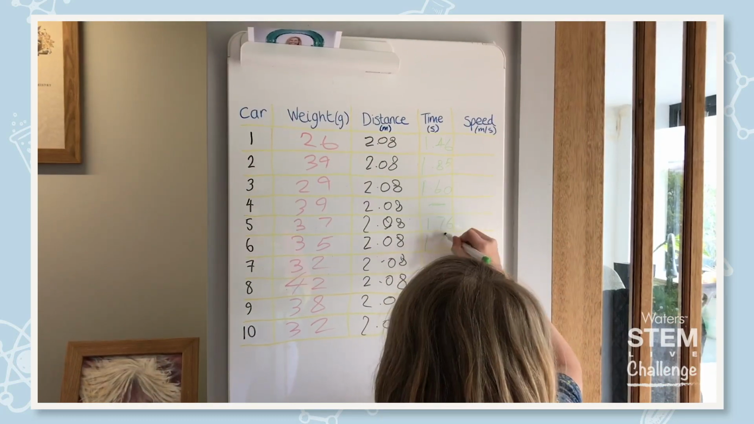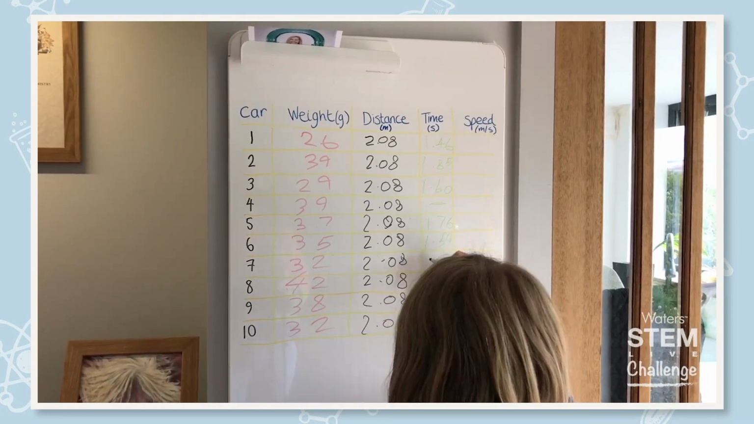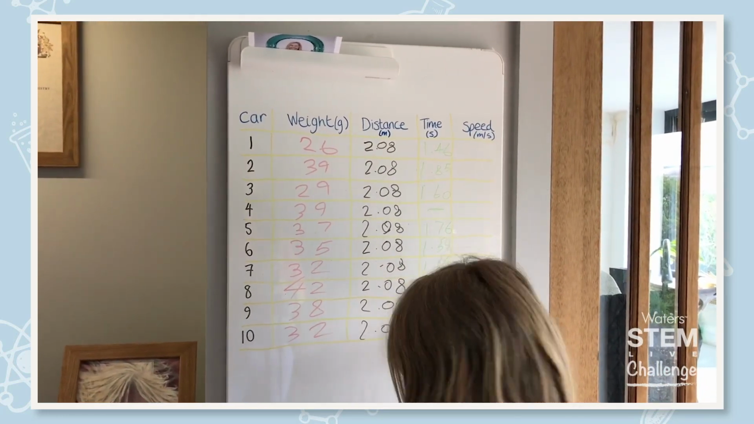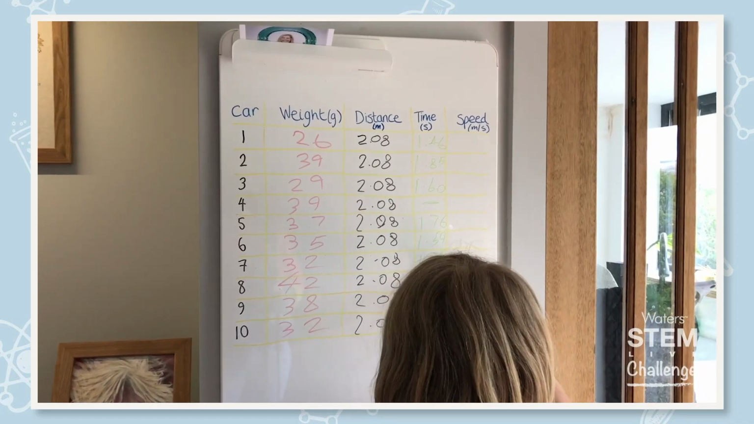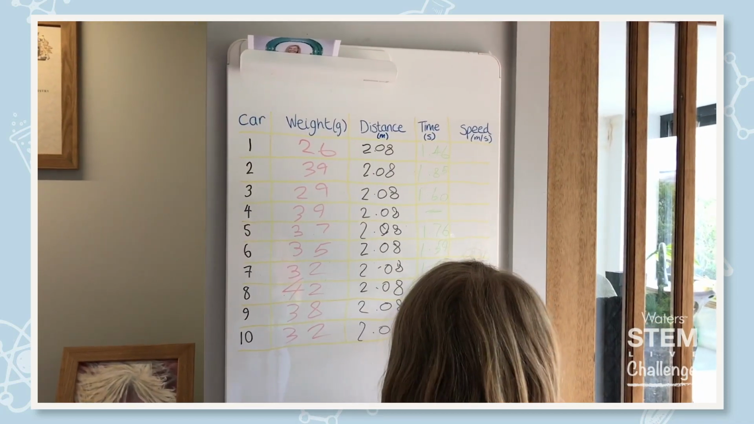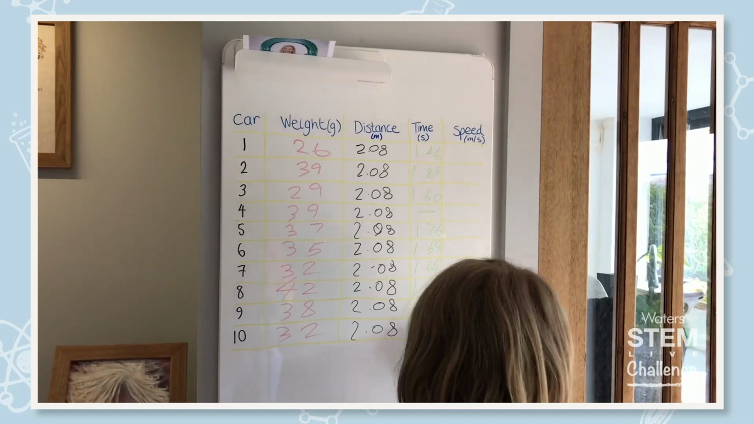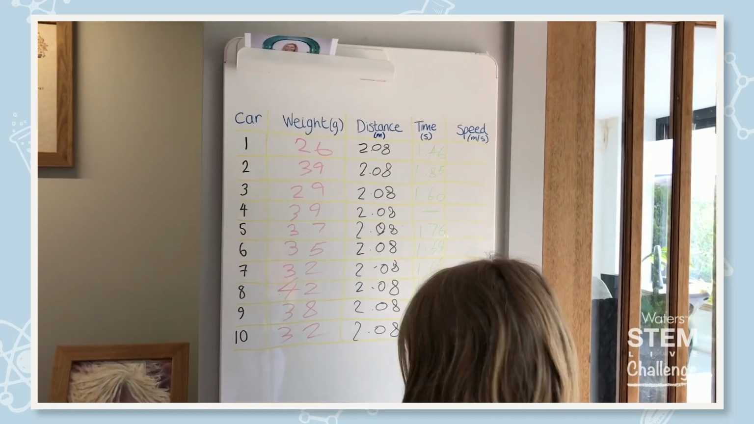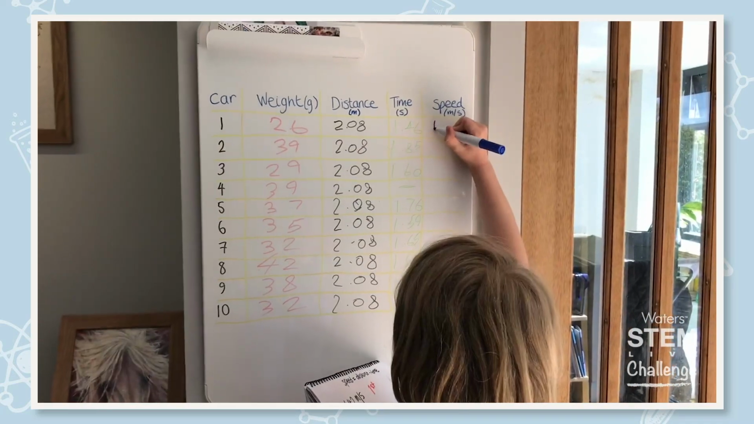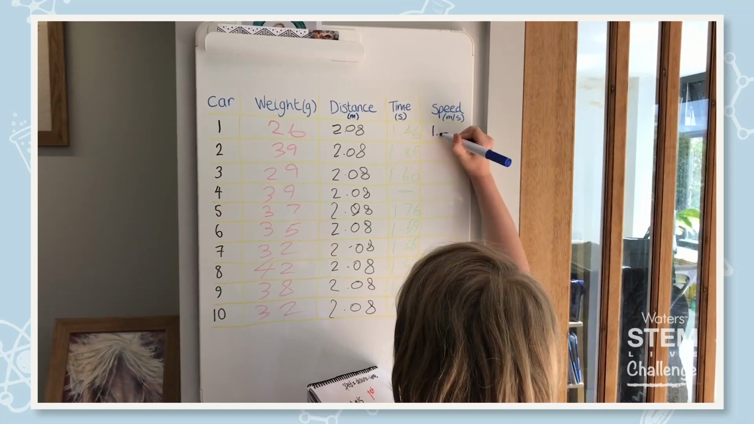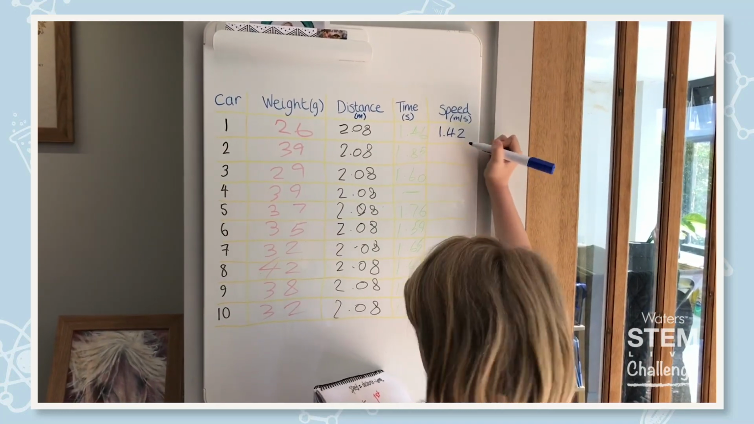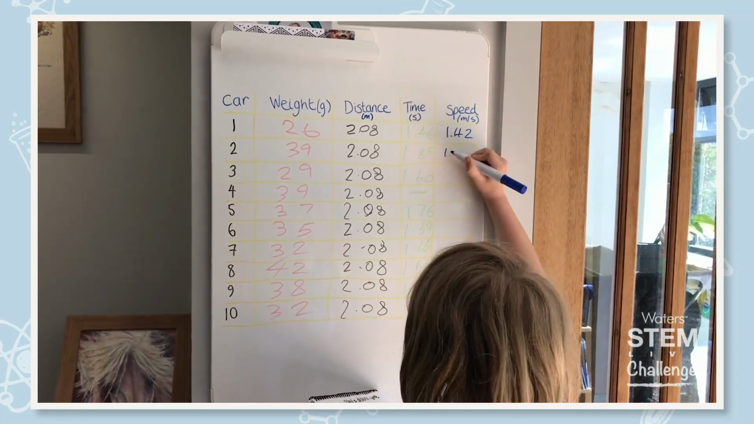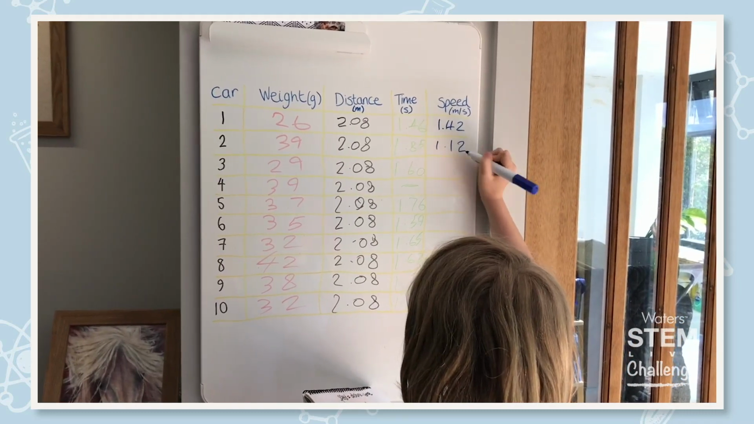Now that we have all of the times for our cars, which you can see Zane putting onto the whiteboard here, we can do the sum to calculate speed. So you might remember from the triangle earlier that we calculate speed by taking the distance and dividing it by the times to get, in our case, a speed in meters per second.